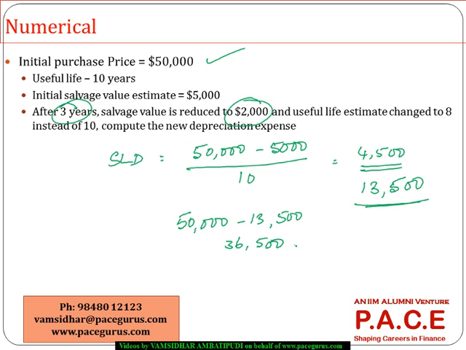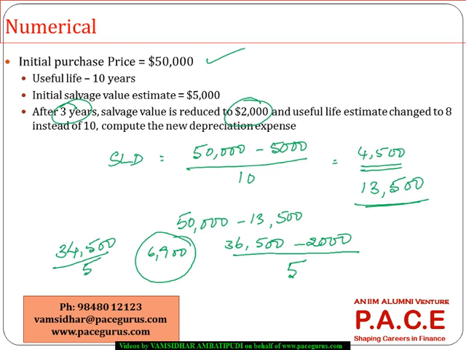So now when I am modifying the depreciation, I am reducing the salvage value to 2,000, and the useful life is changed to 8 instead of 10. 3 years are already over, so 5 will be the remaining useful life. So my new depreciation is 34,500 divided by 5, which will take me to 6,900 as a depreciation every year. Initially the depreciation was 4,500, but now the revised depreciation for the next 5 years is going to be 6,900.